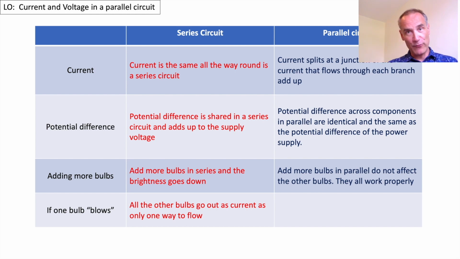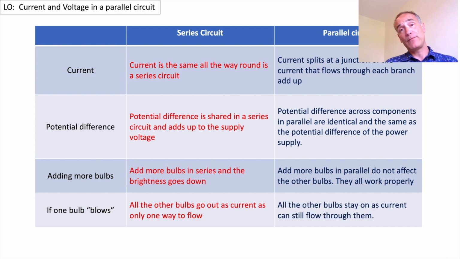Finally, if one bulb blows in a series circuit, all of the bulbs go out, there's only one way that current can flow. Whereas in parallel, if one bulb blows, then current can still flow through the other paths, so the other bulbs aren't affected. Now, years ago, Christmas tree lights used to be wired in series.